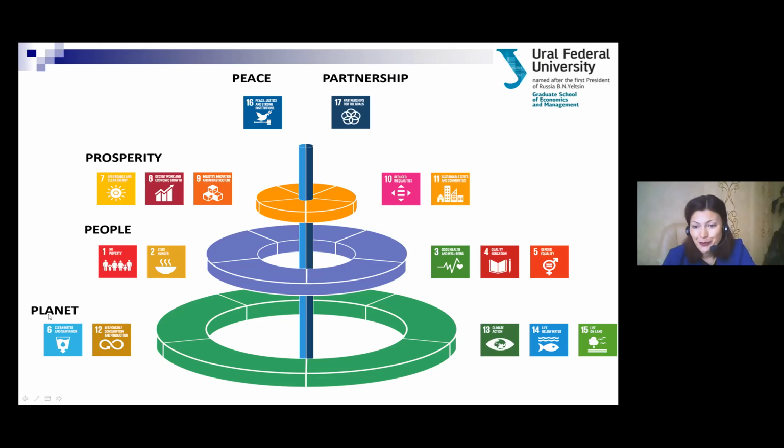So, planet: clean water and sanitation, responsible consumption, climate action, life below water. People: no poverty, zero hunger, good health and well-being, quality education, gender equality. Prosperity: clean energy, decent work and economic growth, industry, innovation, infrastructure, reduced inequalities, sustainable cities and communities. And overall, peace and partnership between all of the goals.